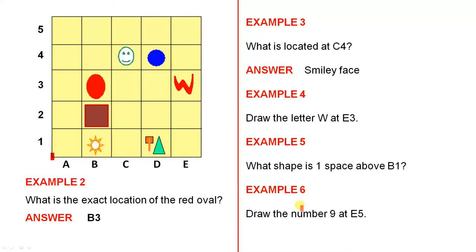Example 6. Draw the number 9 at E5. Okay, E5, so we come across to E, we go up till we're level with 5, and there is the number 9. So there's just a few little exercises on location. That wasn't too difficult. I think you understood that pretty well.